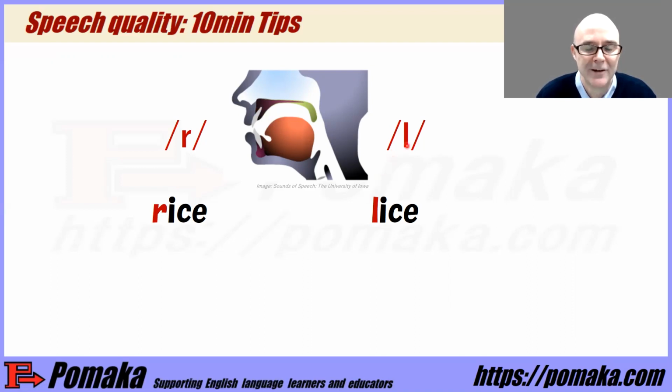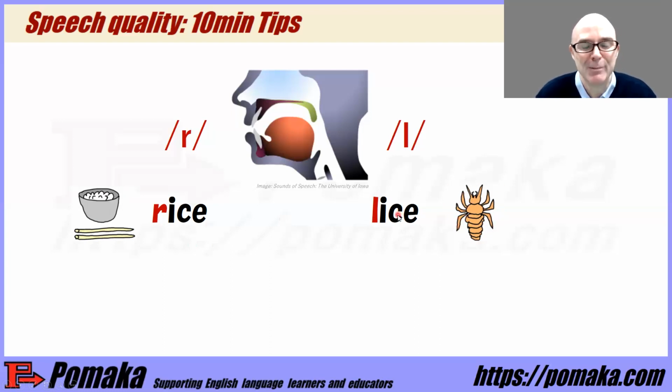Let's look at an example of how they're used in words. So with this phoneme, we say rice. But with this phoneme, we say lice. I'm sure you know what rice is. It's this thing we eat. Do you know what lice is? Lice is this nasty little bug. So as you can imagine, it could be quite strange if at dinner time someone says to you, "Would you like some lice?" instead of "Would you like some rice?"